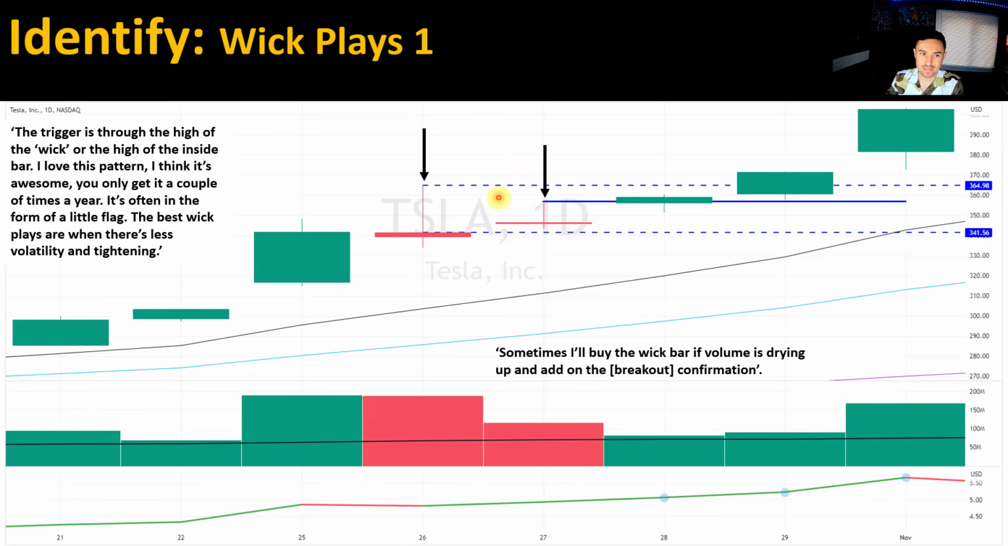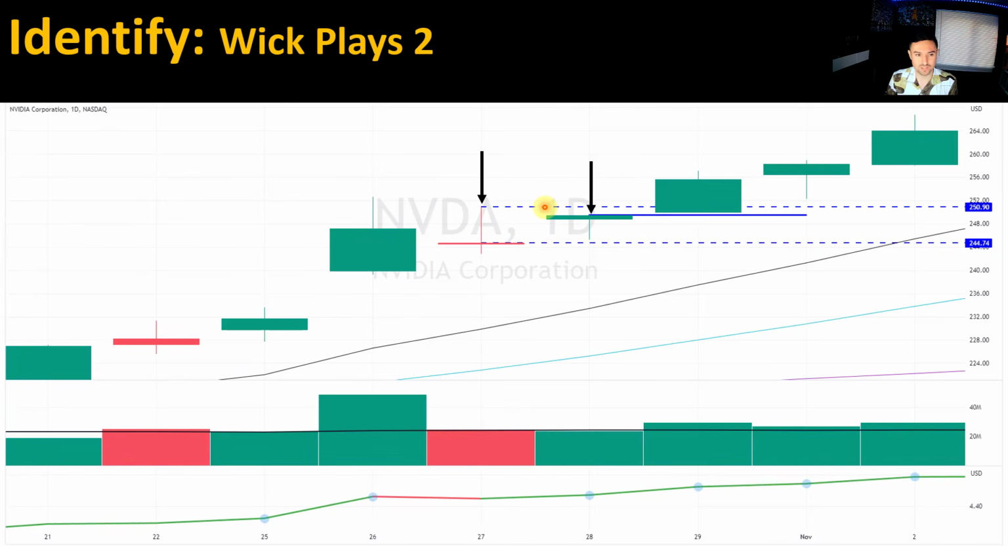Then the entry is through the high of the wick bar, the inside bar, and or the high of the wick as well. Oliver's preference, from what I can understand, is actually buying through the high of the actual wick bar, so the inside bar itself. So in this instance would be as it takes out the high here. Volatility contracting, volume drying up are good signs to see. Why? Because it's telling you there ain't much supply coming to the market, which is good.